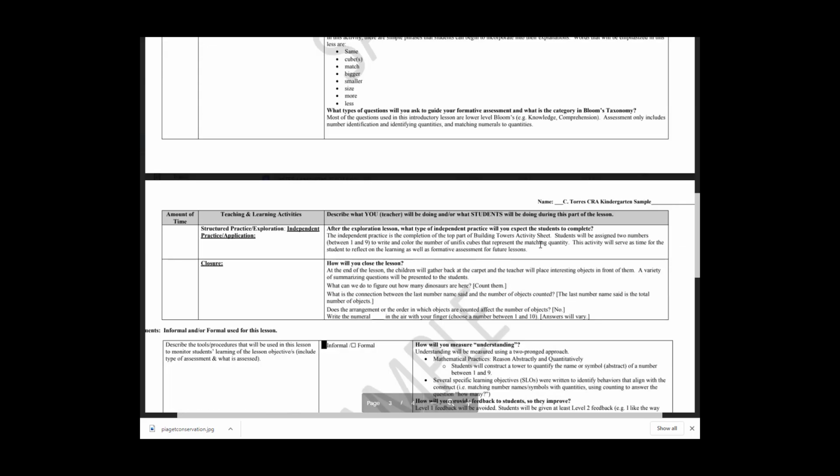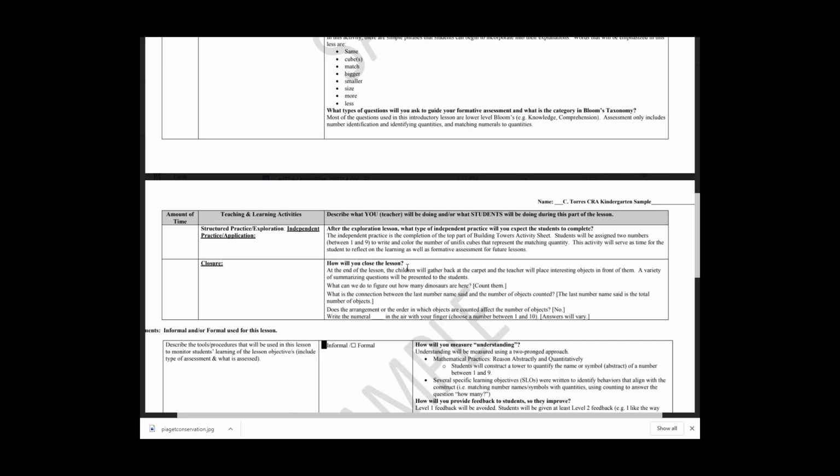And so far as what kind of questions will guide my formative assessment, most of my questions are from a lower level of Bloom's that are just looking to identify and match. What kind of independent practice will they do? They were going to be doing the activity sheet, and that was also an opportunity for them to reflect. And closing the lesson, remember, I brought them back to the carpet and we discussed how we would figure out how many dinosaurs were on the carpet with us.